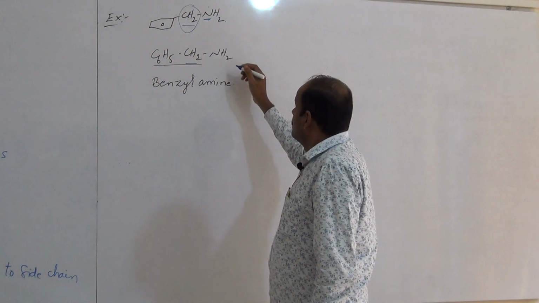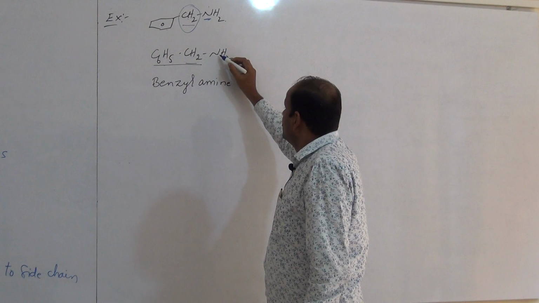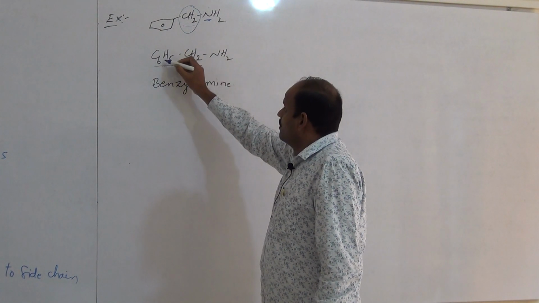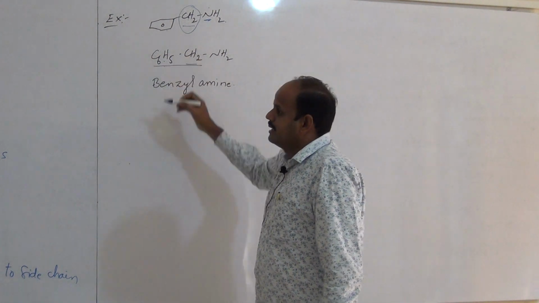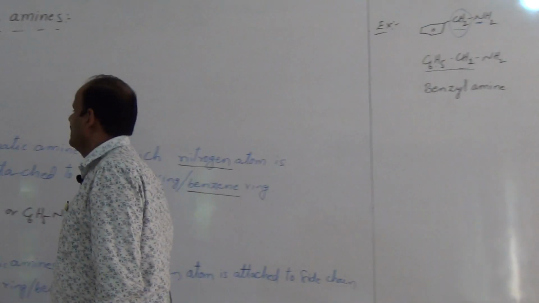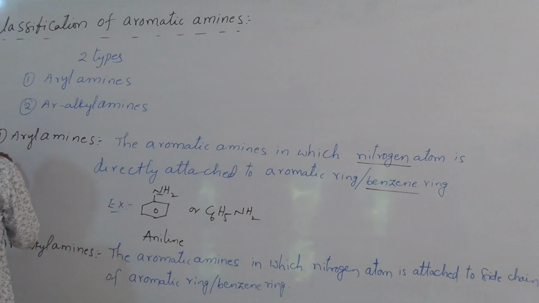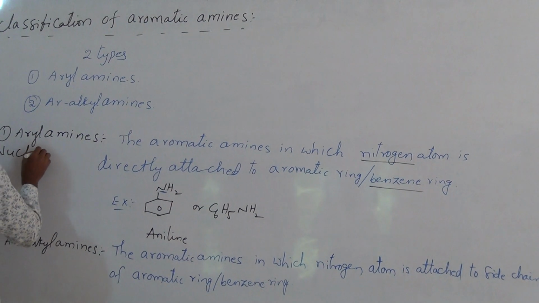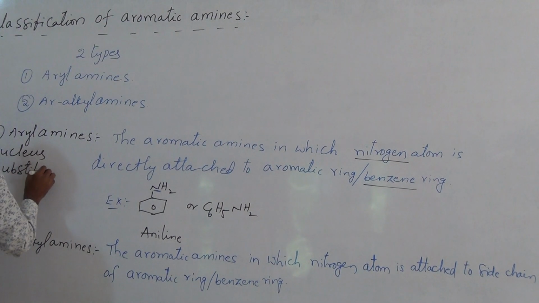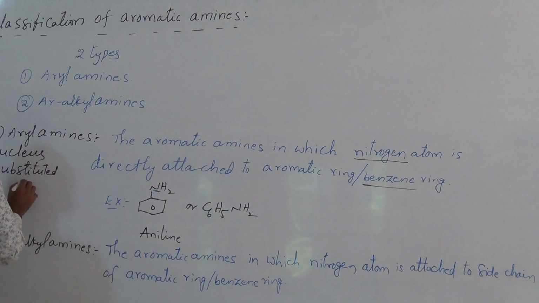Okay. Thus in these compounds here, where is the substitution takes place? Side chain of the aromatic ring. But in this case directly here nucleus substituted takes place. Hence these aryl amines also called as nucleus substituted amines.